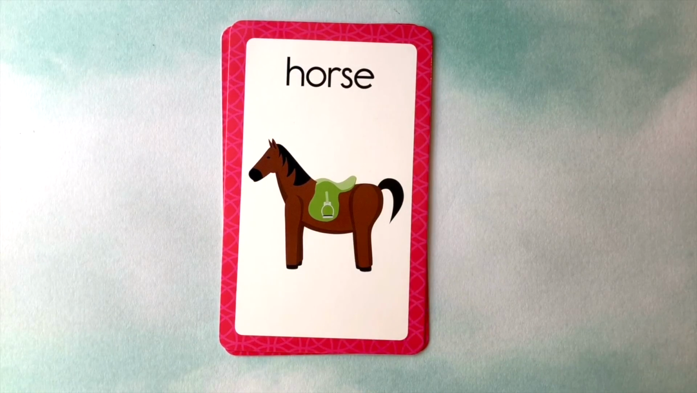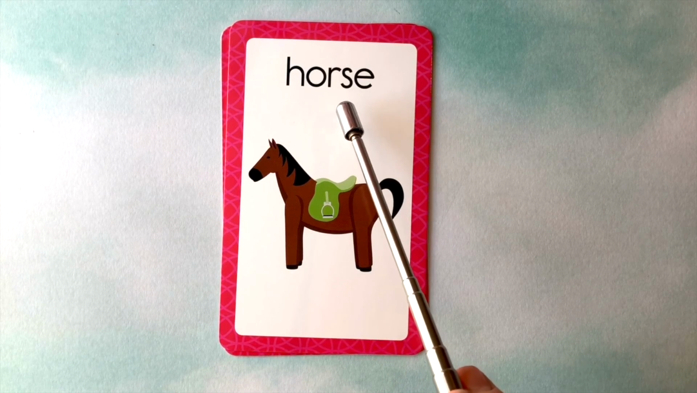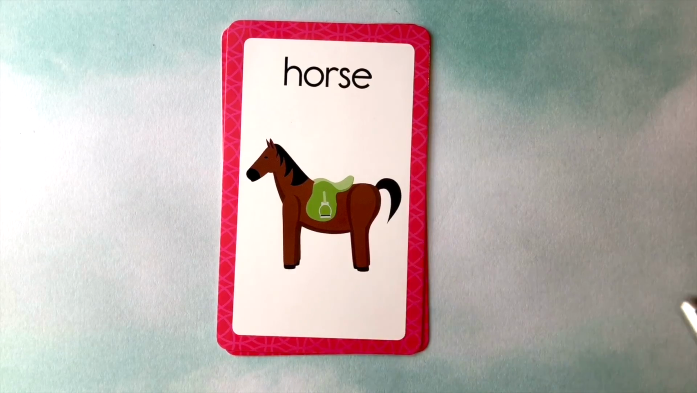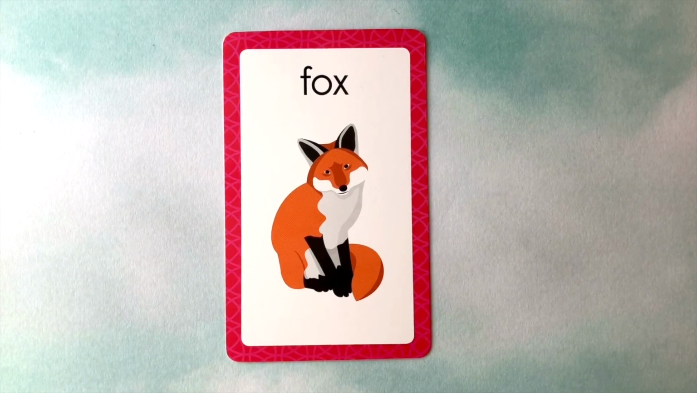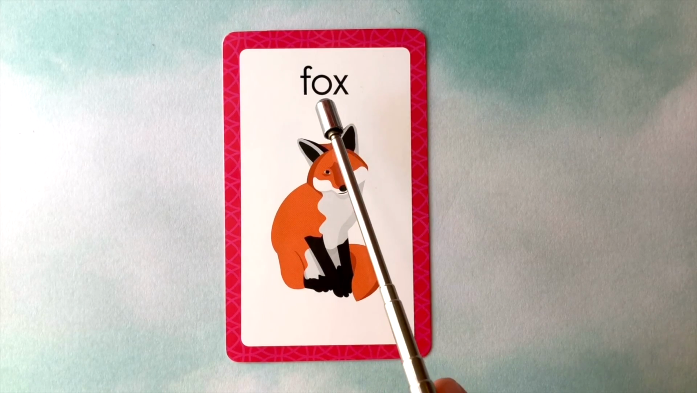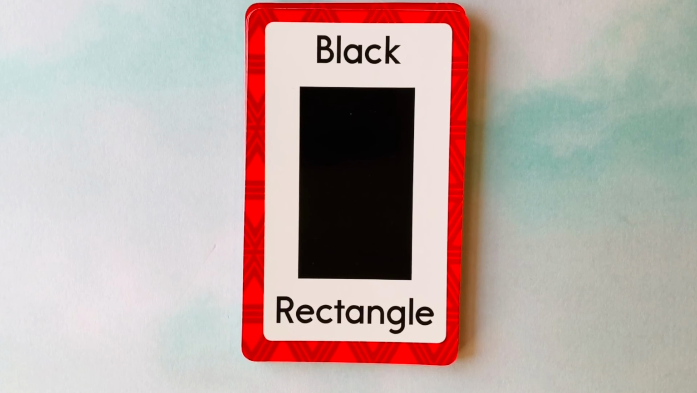This is a horse. H-O-R-S-E, horse. This is a fox. F-O-X. Great job! Let's learn our shapes and colors.